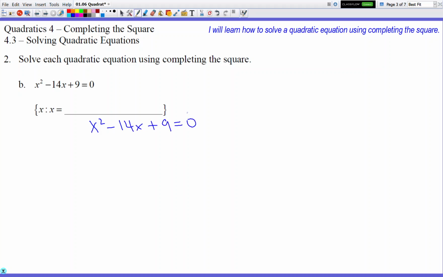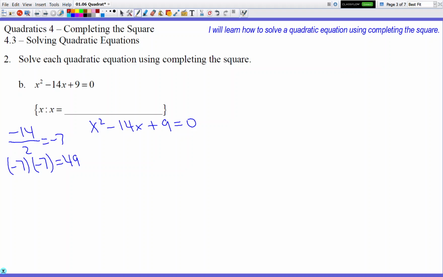Okay, so I'm going to grab that negative 14, I'm going to cut it in half, right? Grab the middle number, always cut it in half. I get negative 7. Then I'm going to square negative 7 and I'm going to get 49. So this 49 is a number that should be standing right next to negative 14, but right now 9 is standing next to negative 14. So that's an issue. That's a problem.